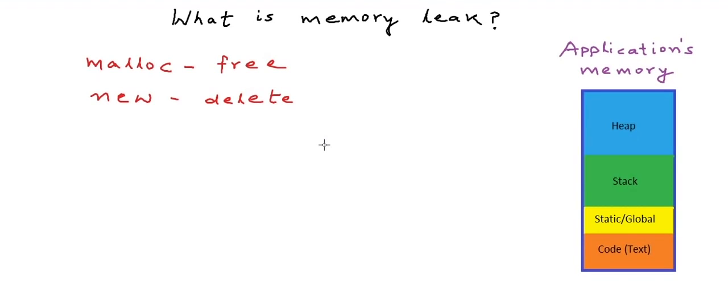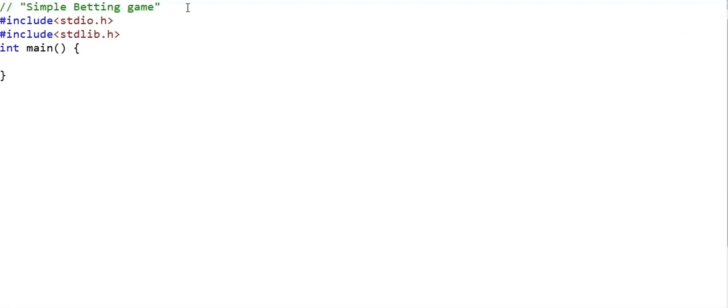But why do we call this situation memory leak, and why does it happen due to improper use of dynamic memory only, due to improper use of heap only, and not some other sections of applications memory? We will try to understand this through one simple program. I'll write one simple program and show the simulation of its execution in the memory to explain these concepts. In my C program here, I'm going to write a very simple betting game.